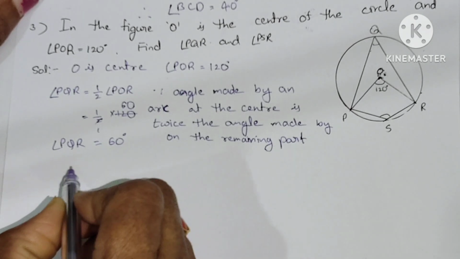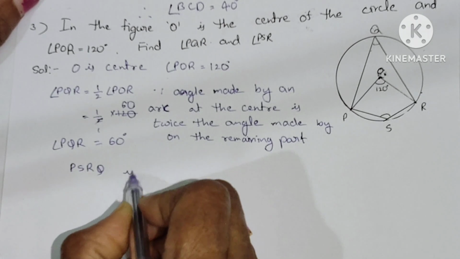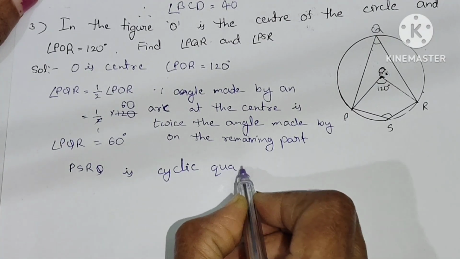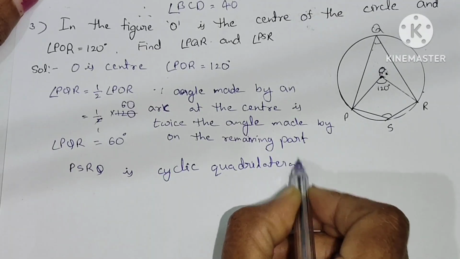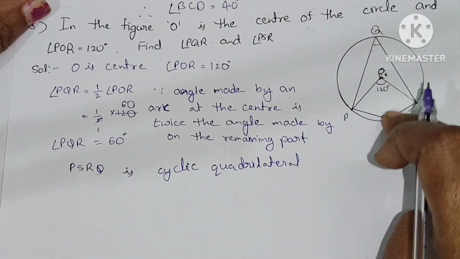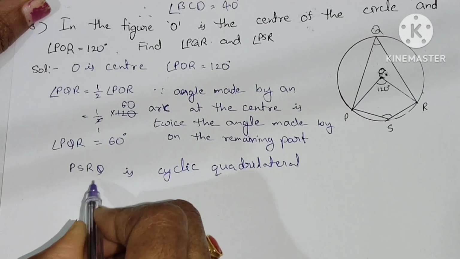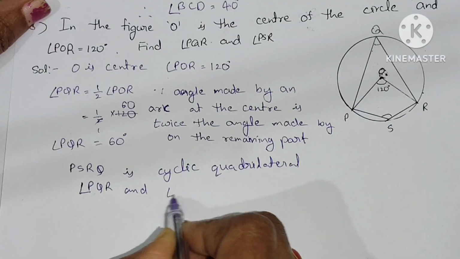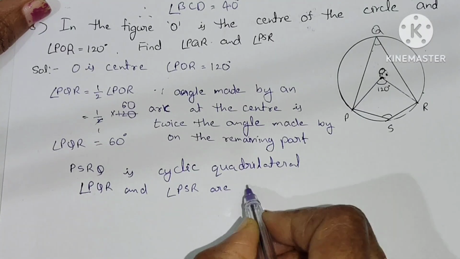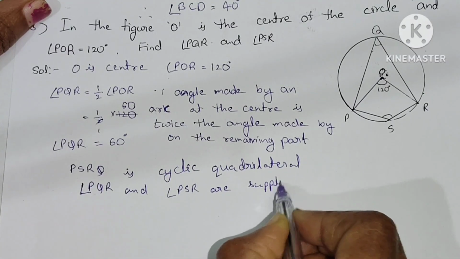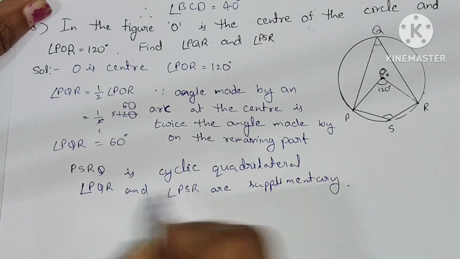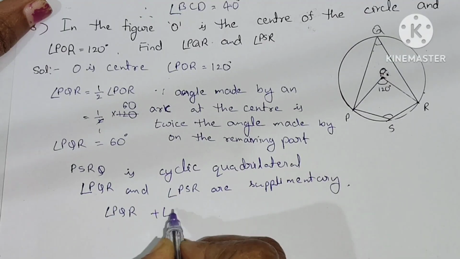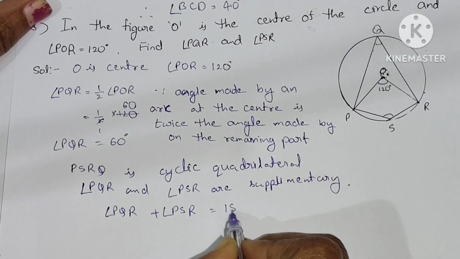So now PSRQ is a cyclic quadrilateral. A cyclic quadrilateral means opposite angles are supplementary. So angle PQR and angle PSR are supplementary. Supplementary means the sum of these two angles is equal to 180. PQR plus PSR equals 180.